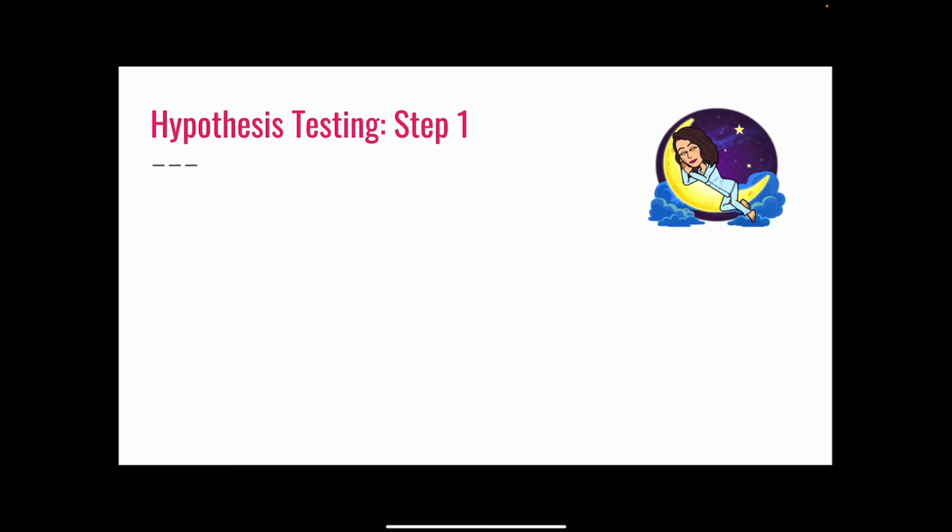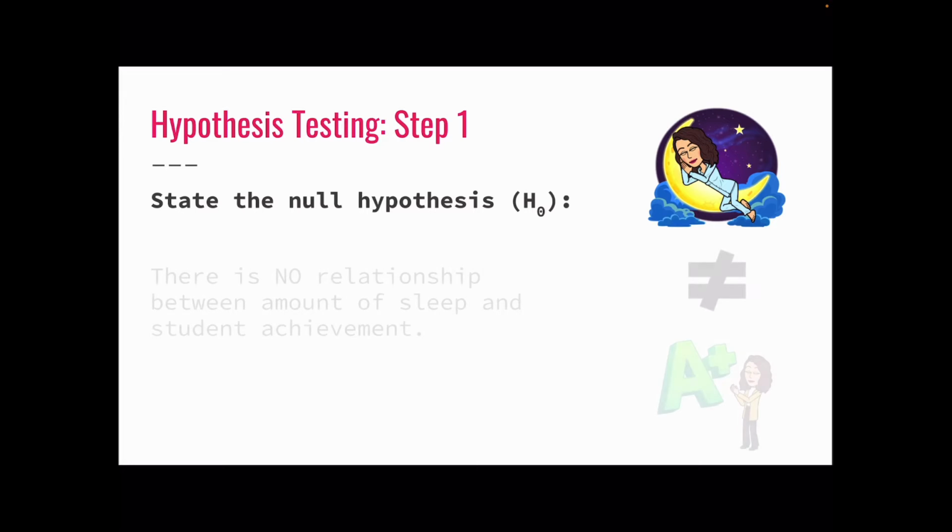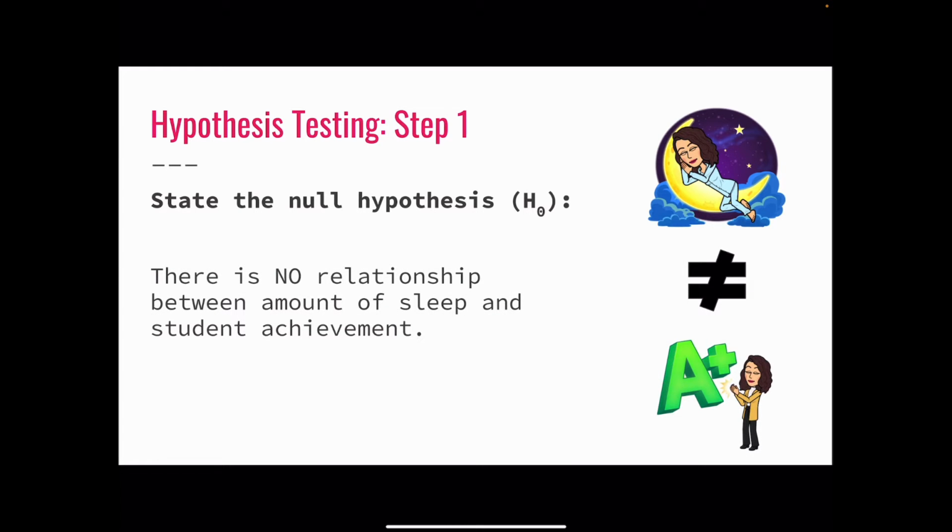Step 1 in hypothesis testing is to state the null hypothesis. In this case, the null hypothesis is that there is no relationship between the amount of sleep on average and student achievement.